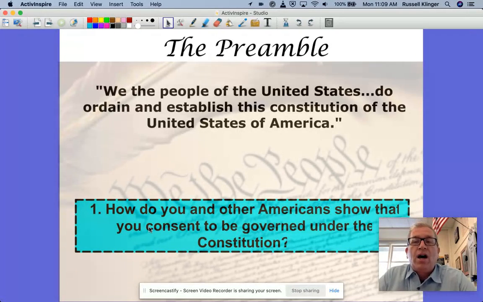Well, we follow the laws. I mean, that's number one. We agree to follow the laws. We agree to things like stopping at traffic lights. That's following the law. We also agree to things like paying taxes. We agree to an election process, right?